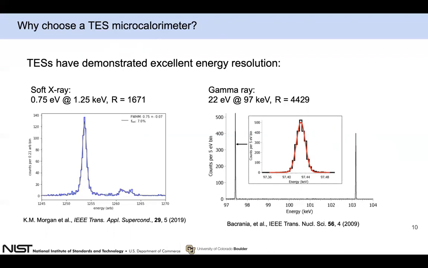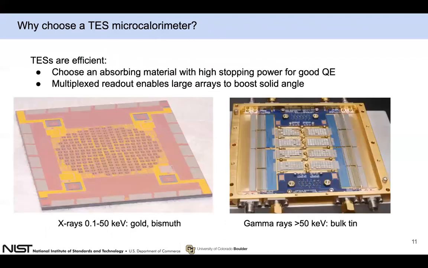this resolution even further. The second strength of the TES is efficiency. At the individual sensor level, the light absorbing material can be matched to the incoming radiation. So for example, for X-rays, a thin layer of a high-Z material like gold or bismuth makes a great absorber, so the TES is nearly 100% efficient. And for higher energies, we can use materials like bulk tin. We can also increase the total efficiency of a spectrometer by making large arrays of sensors, and that's possible because TES readout can be multiplexed. That allows tens or hundreds of sensors to be read out with just a handful of readout lines.